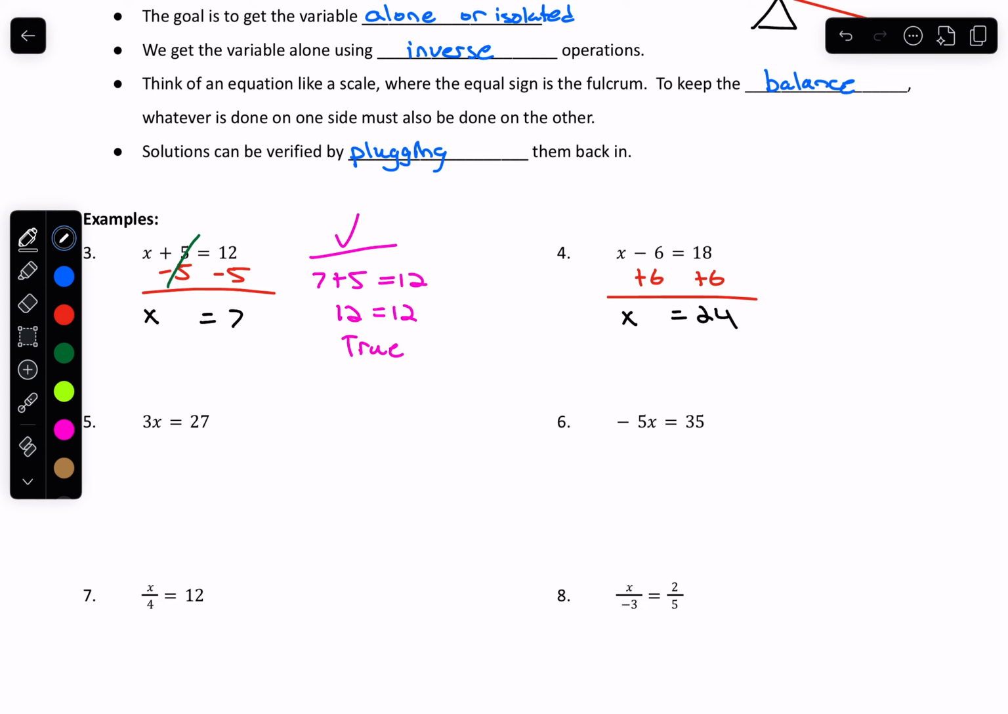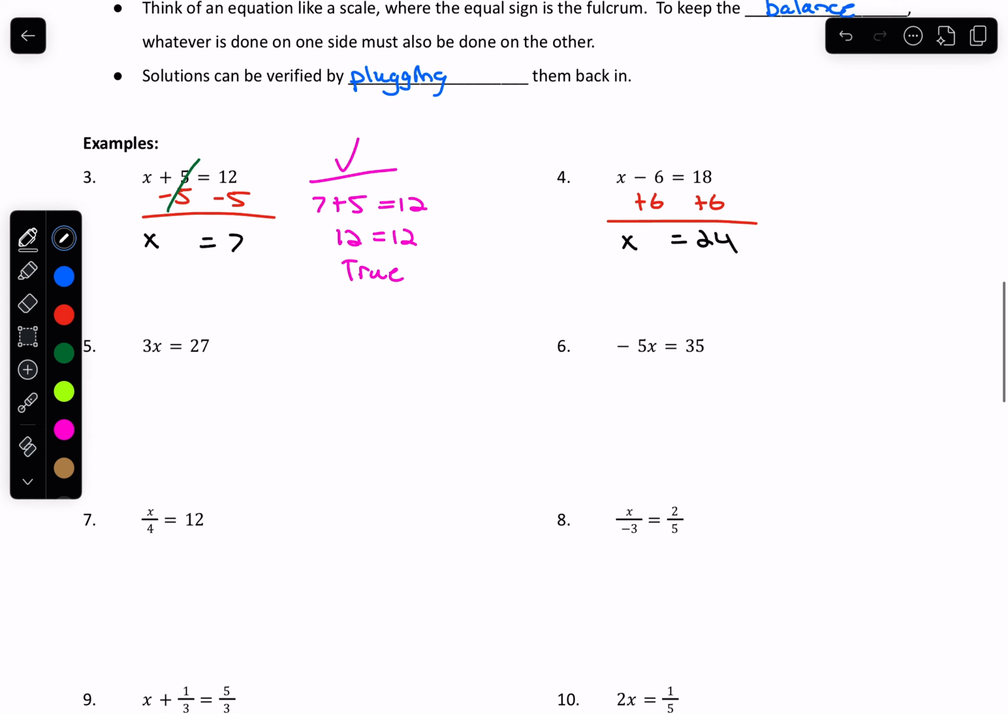Number 5, we have 3x equals 27. The inverse operation of multiplication is division, so because I have 3 multiplied by x, I'm going to divide both sides by 3 to undo that multiplication. When I divide both sides by 3, on the left the 3's cancel, so I just get x. And on the right side, 27 divided by 3 is 9, so I get x equals 9 as my solution.